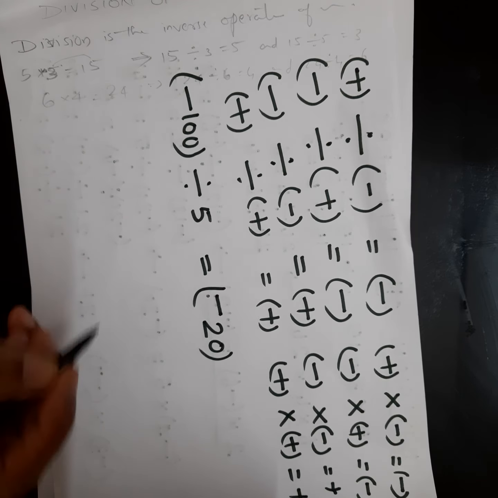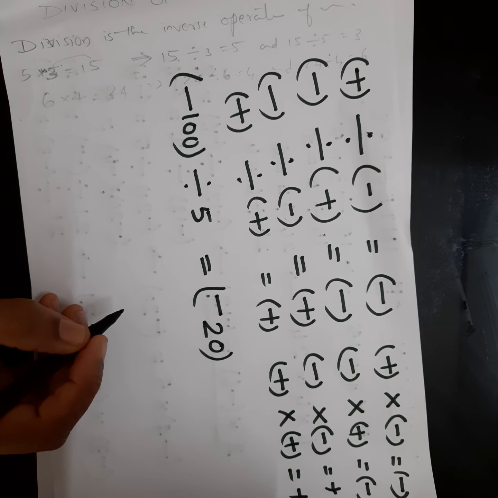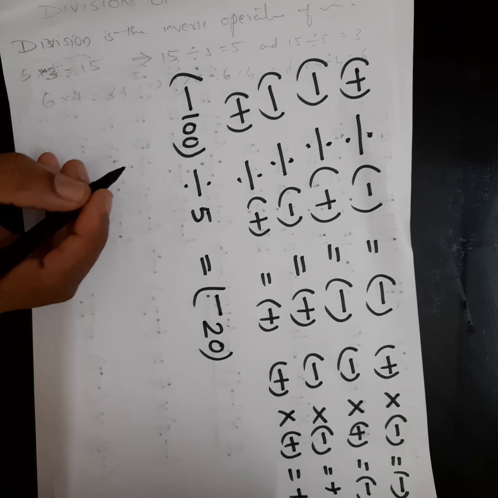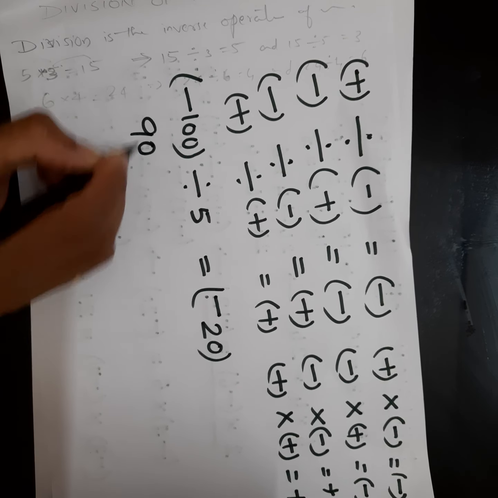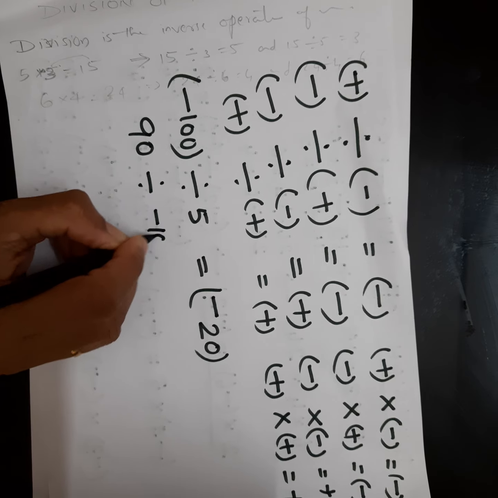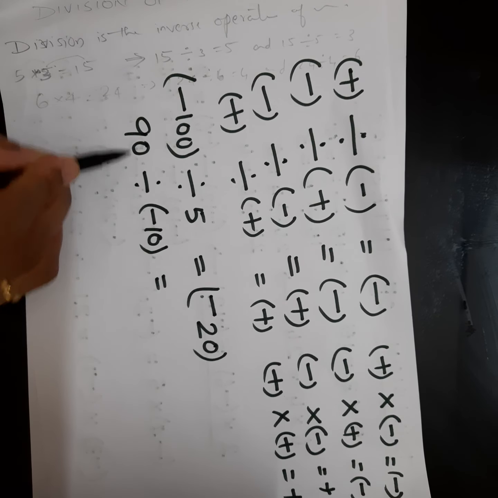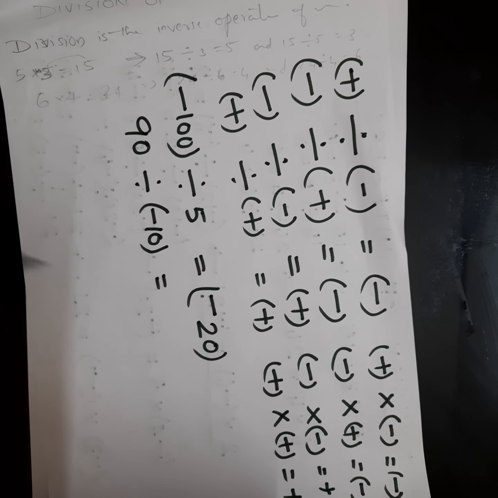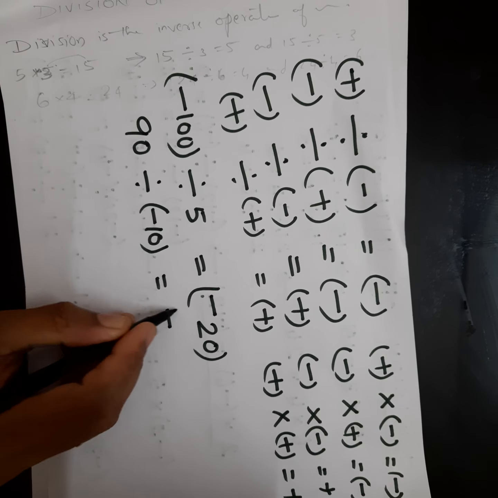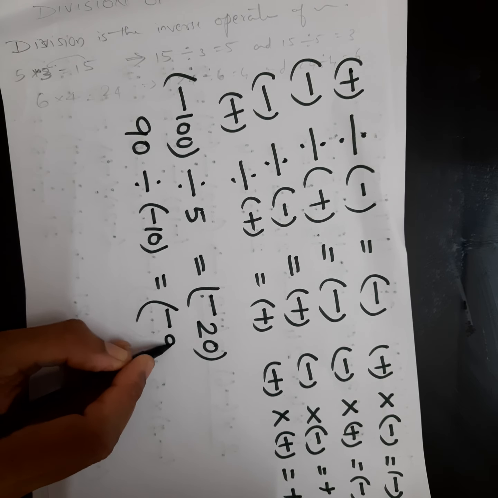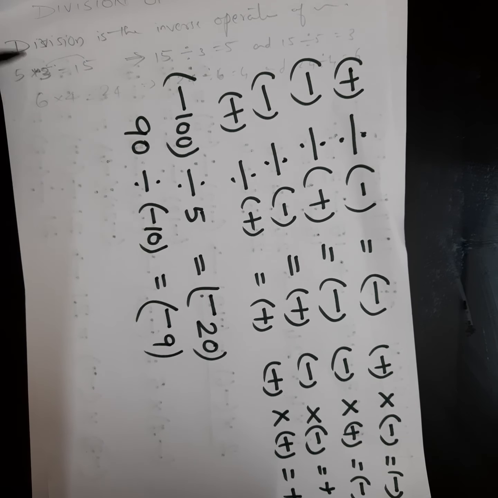Now if you are having an example like this, 90 divided by minus 10. Here also one of the numbers is negative, so the answer is negative. 90 divided by 10. How many 10s are in 90? Nine 10s are 90, so the answer is minus 9.